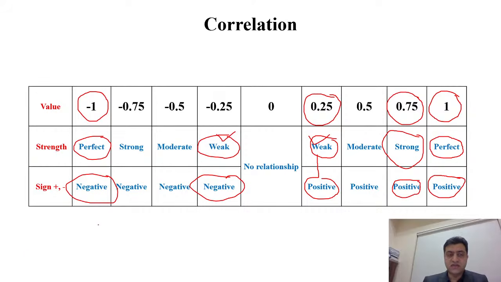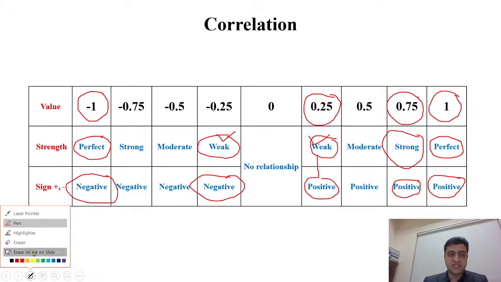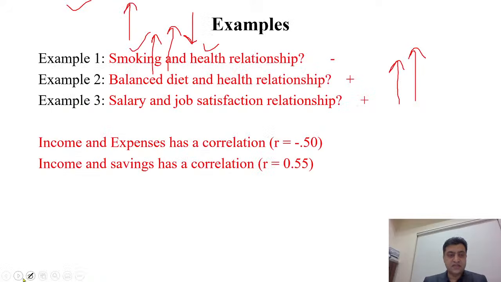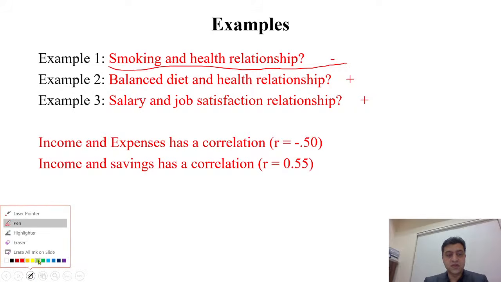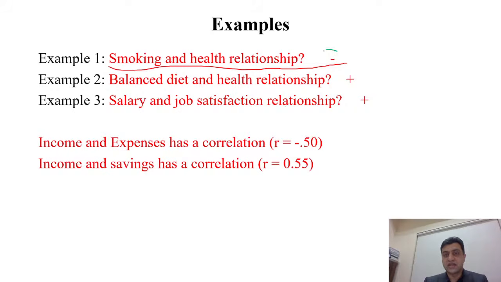So this is how you try to understand your correlation. For the sake of further understanding, let's take these examples. Obviously, smoking and health, for most of us, will show a negative correlation: if one increases, the other will decrease. Or we can say that balanced diet and health have a positive relationship, which means if one is increasing, the other is also increasing. The same way, salary and job satisfaction might also have a positive correlation.